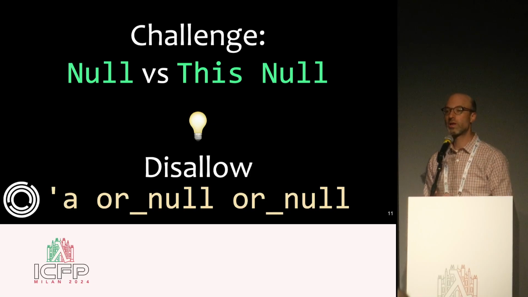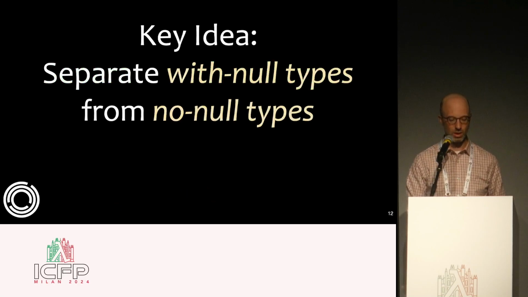Instead, we're looking at creating a new type, or null, that's more efficient, but it lacks the ability to nest. So it's not strictly better or strictly worse, it's just a little bit different, yet we're expecting it to be quite widely applicable. But I said here that I want to disallow alpha or null or null.